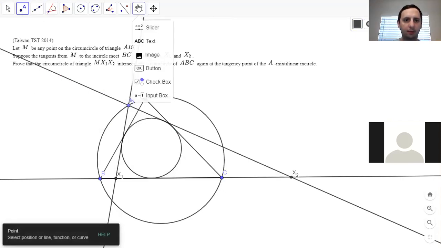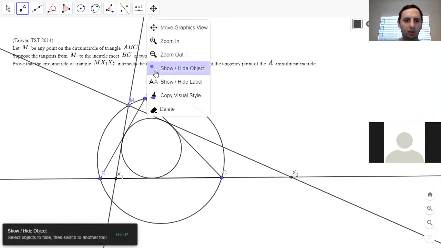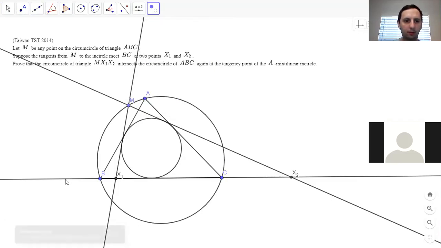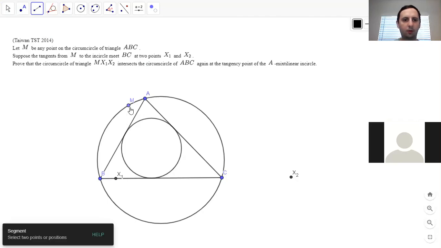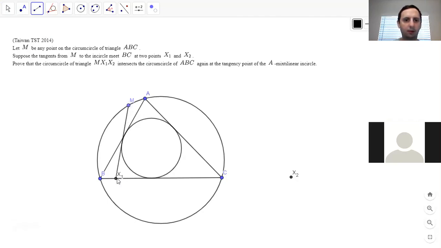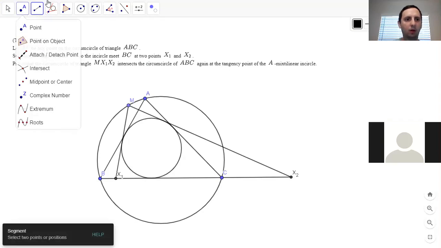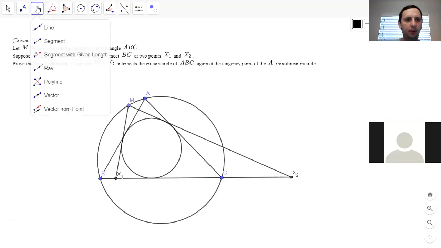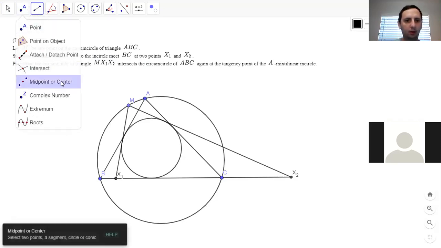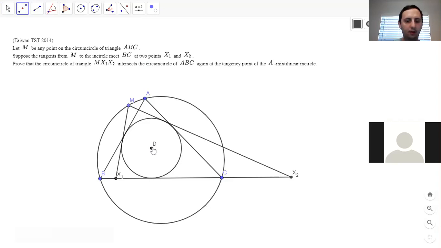Let me first make this look a little better. So does everyone on here know what the mixtilinear incircle is? I'll draw it in just a second. So let me draw the incenter. We'll call that I.